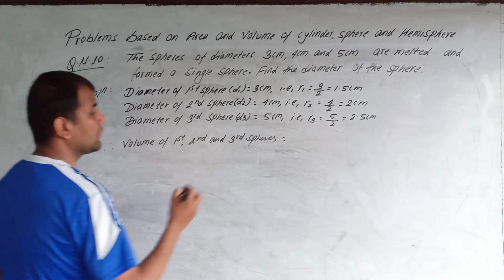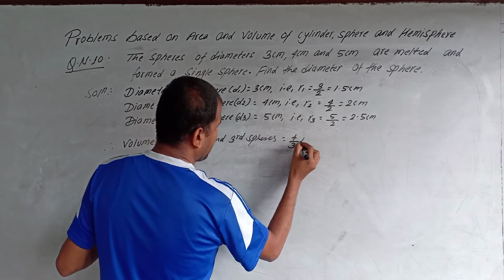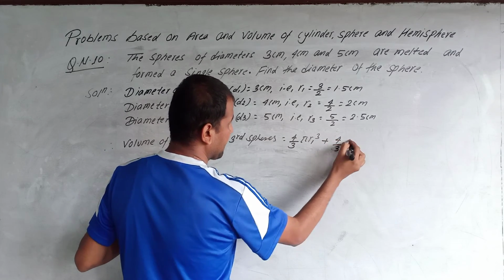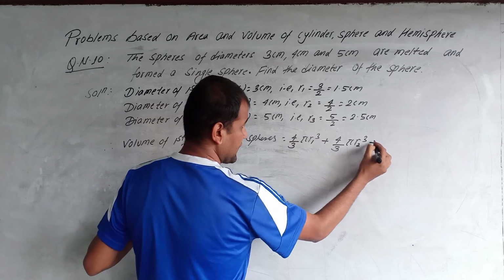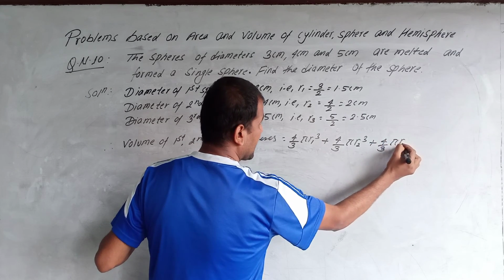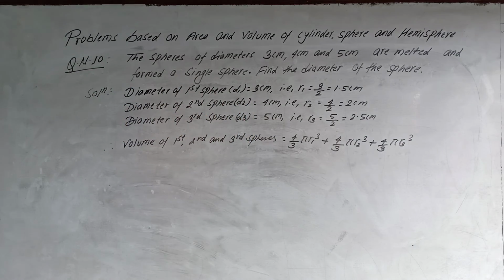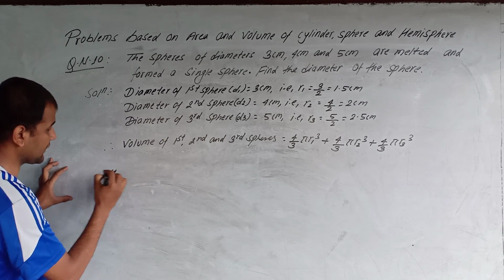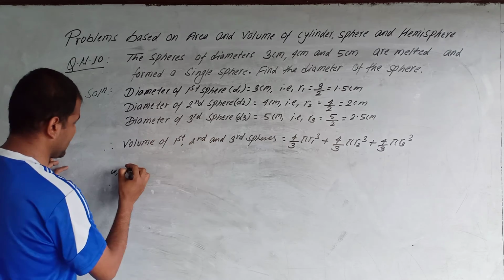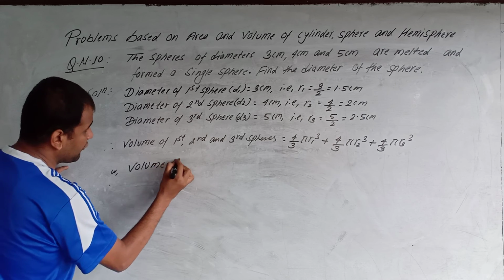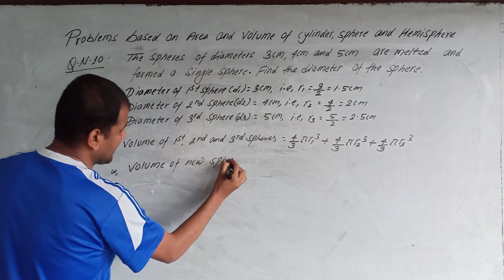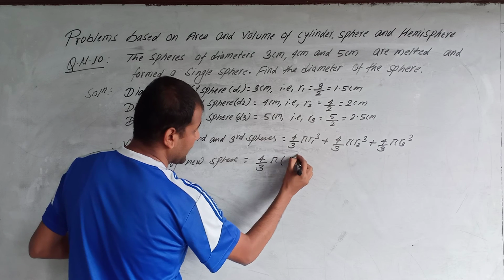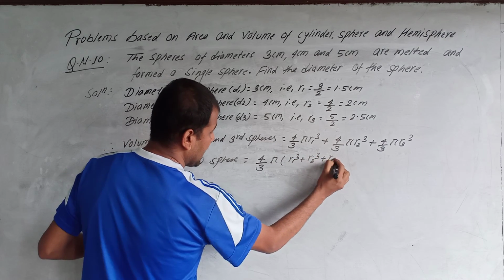is equal to 4 by 3 pi R1 cube, that is the volume of first sphere, plus 4 by 3 pi R2 cube, this is the volume of second sphere, plus 4 by 3 pi R3 cube, this is the volume of third sphere. And when we form one new sphere, the volume of all 3 spheres, first, second and third, is the volume of the new sphere. Volume of new sphere is equal to, we take the common, 4 by 3 pi is common here, R1 cube plus R2 cube plus R3 cube.